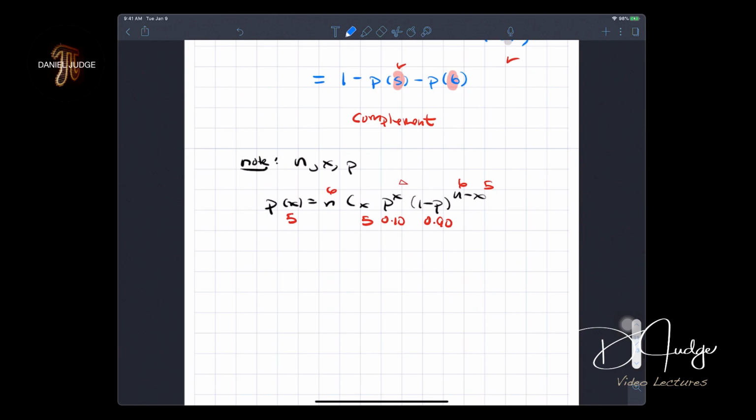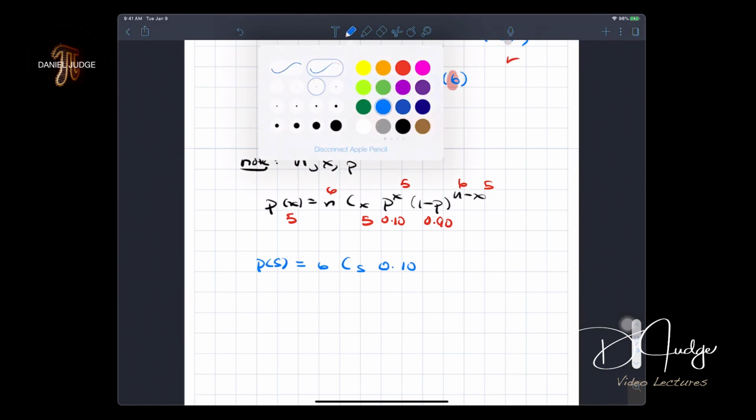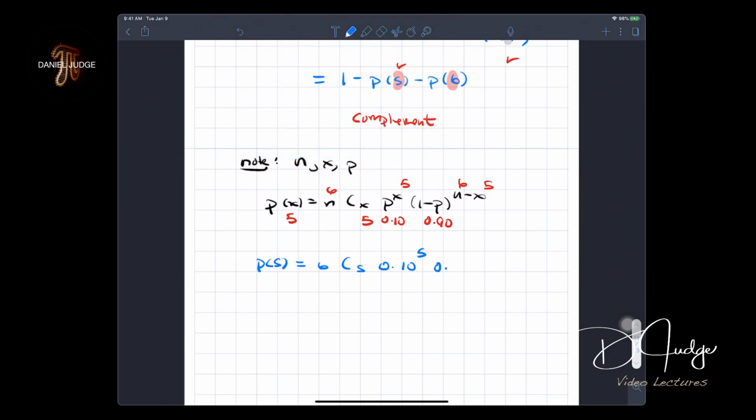So for those without TIs, let's focus on this. P of 5 is 6C5, 0.10 to the, I thought we put the x power there. I think we did. And what is x? 5. Fifth power, 0.90. What's 6 minus 5? That's 1.